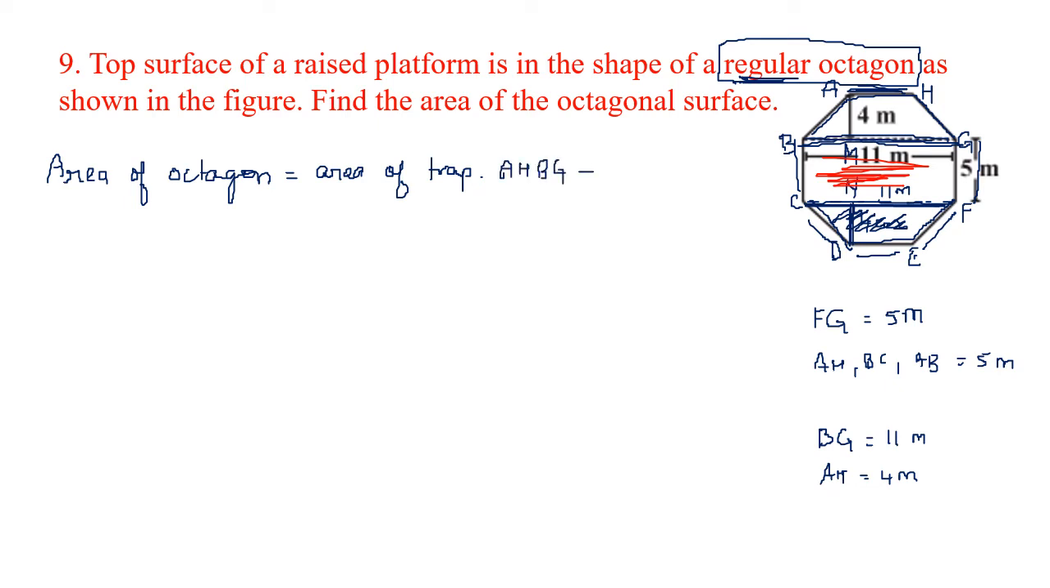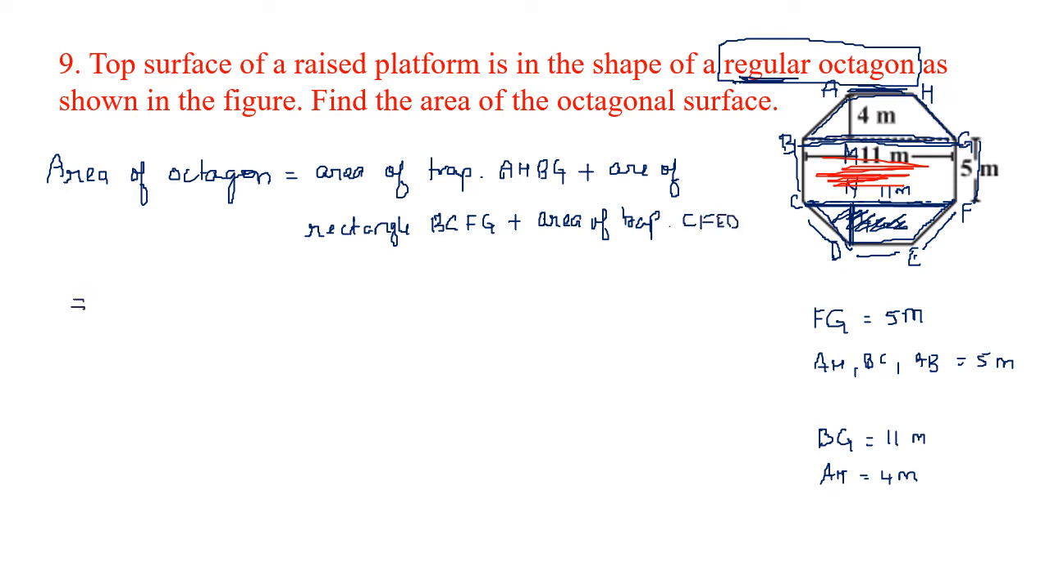AHBG. Then we have area of rectangle. The middle portion is a rectangle. What is the name of the rectangle? BCFG. And the bottom one is again a trapezium. So area of trapezium. What is the name of the trapezium? CFED.